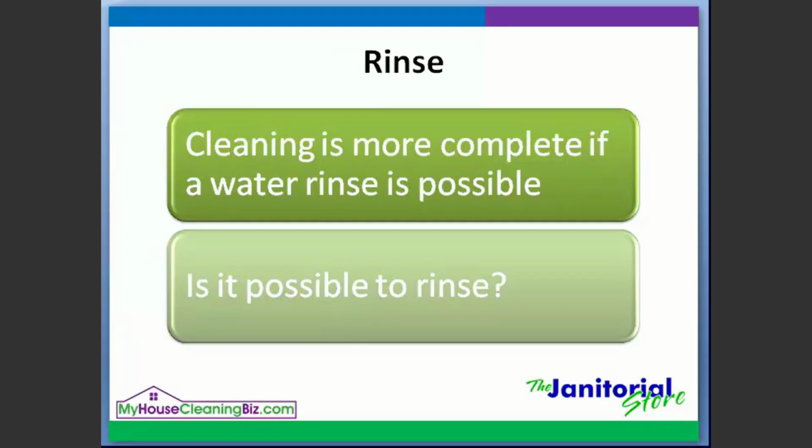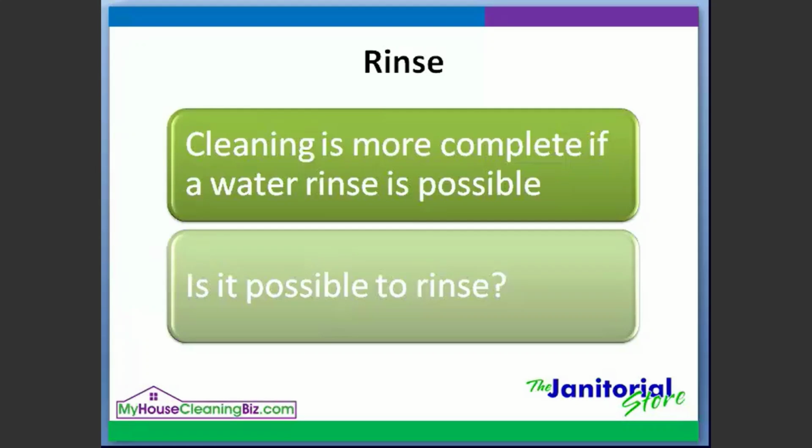Rinse. Most cleaning situations are more complete if a water rinse is possible. However, in some cases, such as cleaning around electrical components, rinsing is not advised. The cleaner you select will be affected by whether or not rinsing is possible. Think about what resources are available for rinsing.